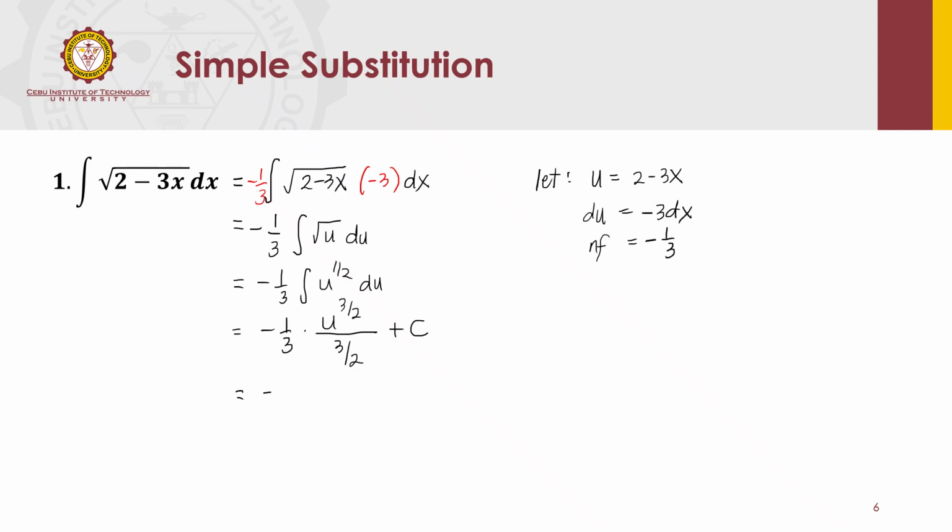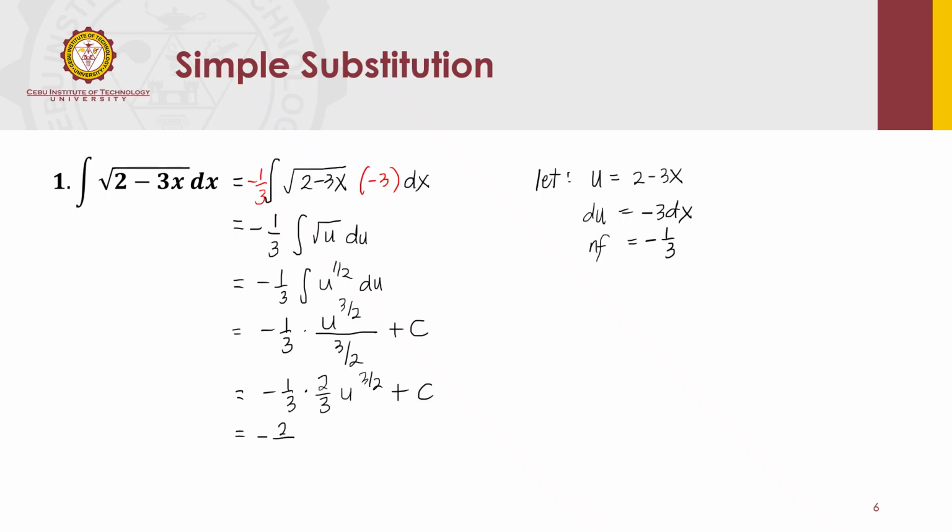Okay, so it's -1/3 times the reciprocal of 3 halves, which is 2 over 3, u to the power of 3 halves plus c. You can do this simultaneously and then put back the original variable x, or do it step by step. It's up to you. Do it quickly so you finish solving fast. So practice to speed up your solving.